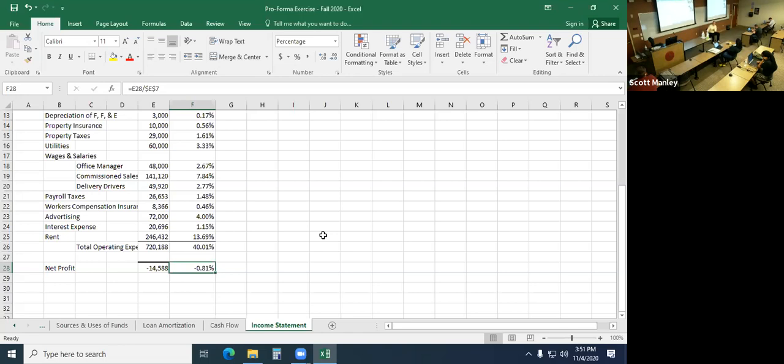But the real problem is relative to what I'm paying for rent, my sales are too low. Okay? So how do I fix that problem? I need to grow my business. I need to increase sales, right? So do you see how we can use that type of information, what seems like a really specific and narrow piece of information, how we can apply that information to make improvements in our business?